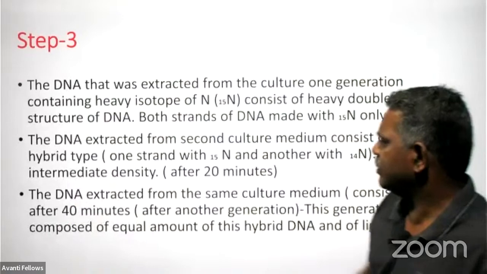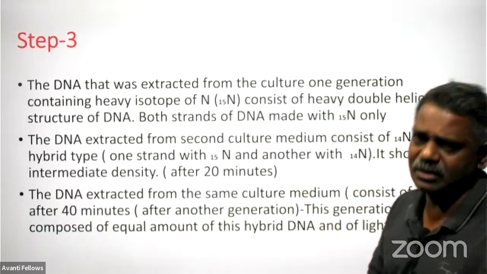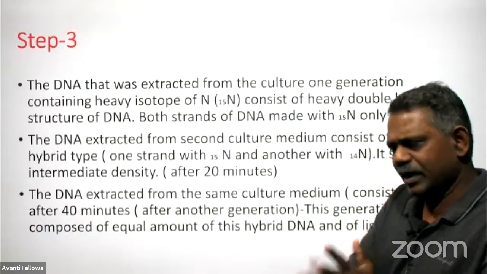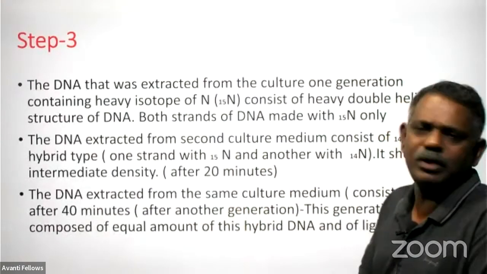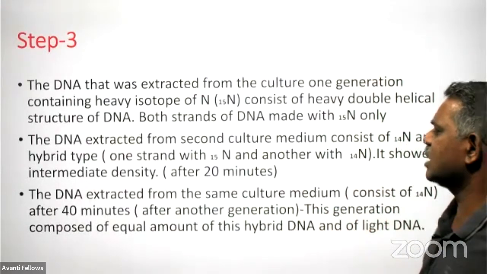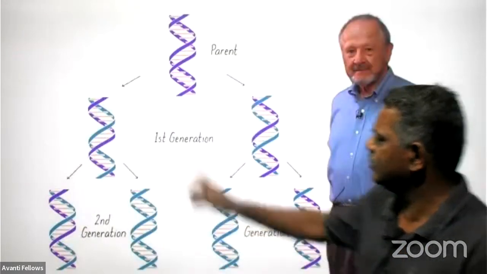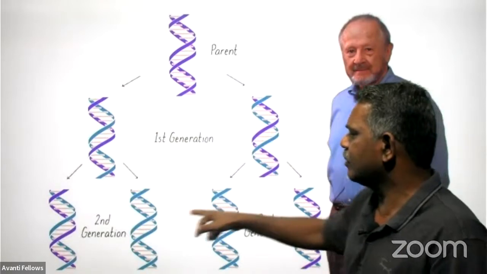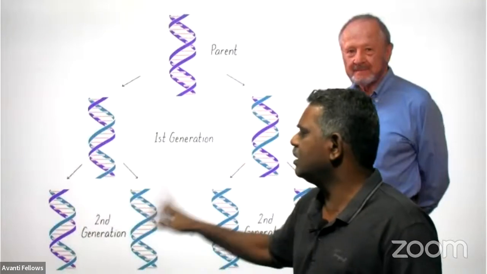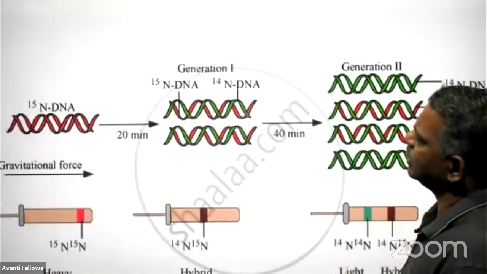Then the DNA extracted from the same culture medium consists of N14 after 40 minutes. That is for the second generation. The first generation they got after 20 minutes. They go for the next division after another 20 minutes, that is 20 plus 20, 40 minutes. This generation is composed of equal numbers of hybrid DNA and light DNA. In the first generation, both are hybrid only. But in the second generation, they got equal numbers of hybrid and light DNA, after 40 minutes.